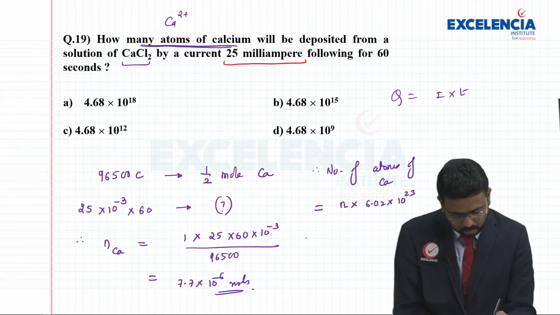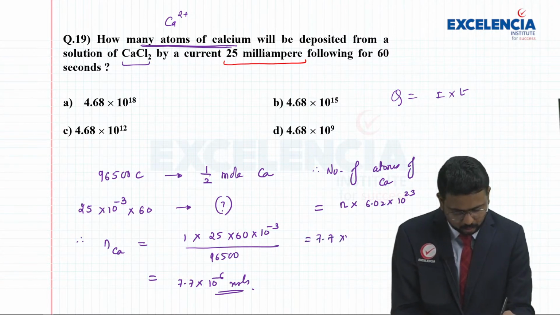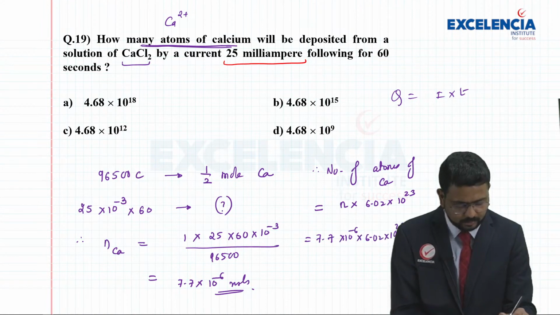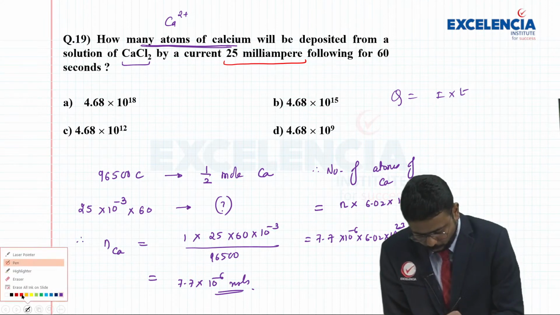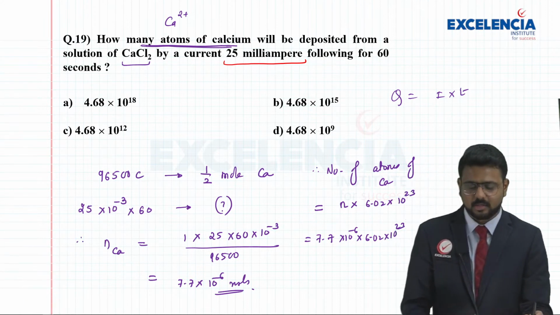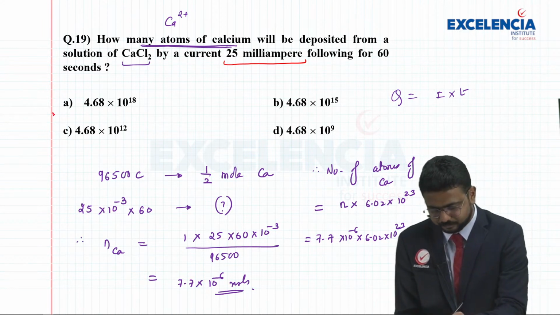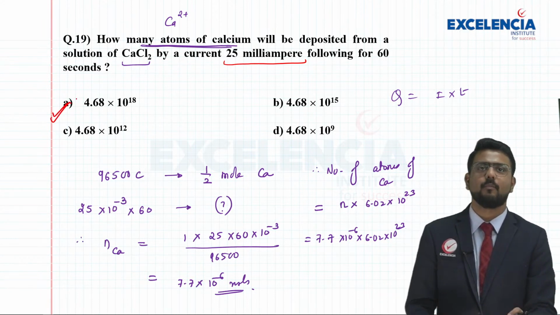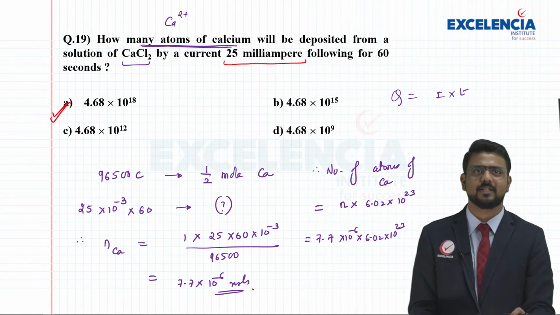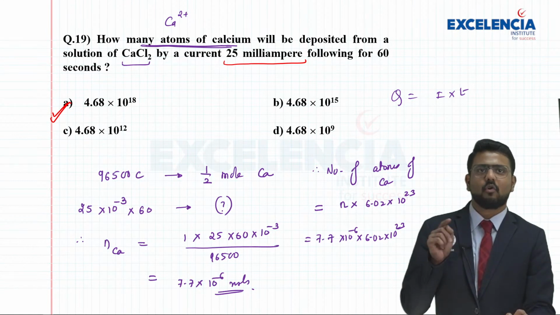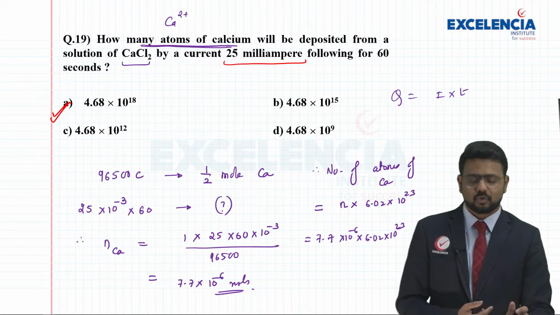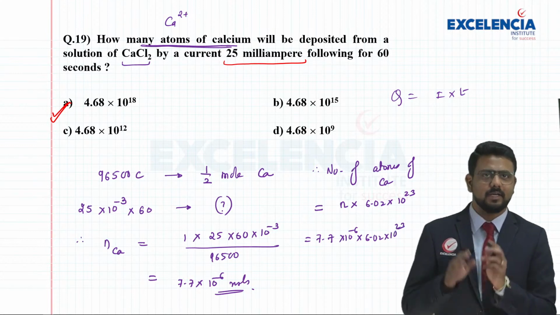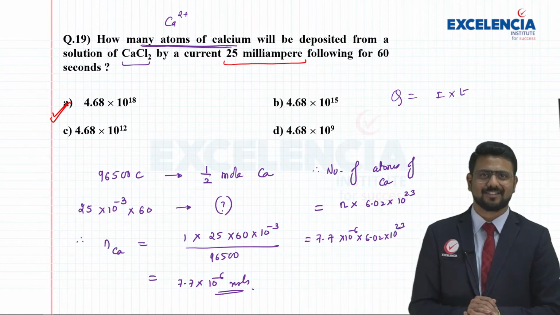Okay, so here the number of moles is 7.7 × 10^-6 times 6.02 × 10^23, right? So here your answer will come out to be 4.68 × 10^18. This is going to be your answer. All the options they have given you are the same except for the power of 10. So this power comes out to be 10^18, and hence option A is your answer.